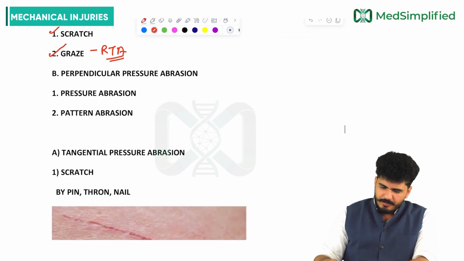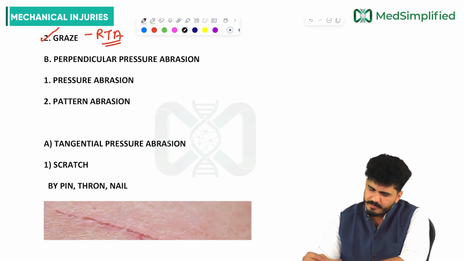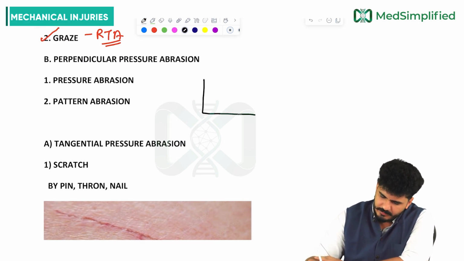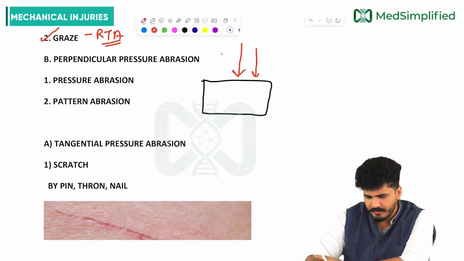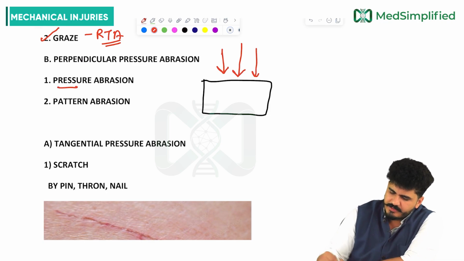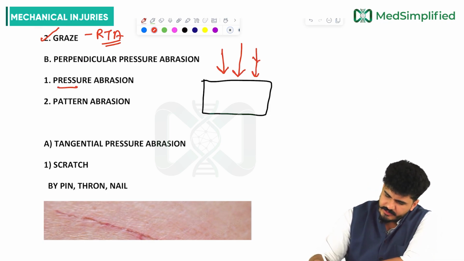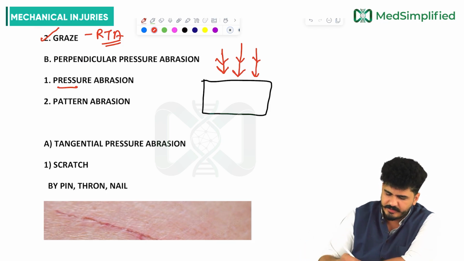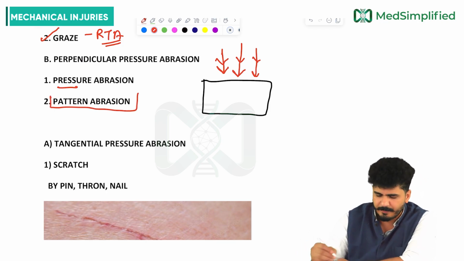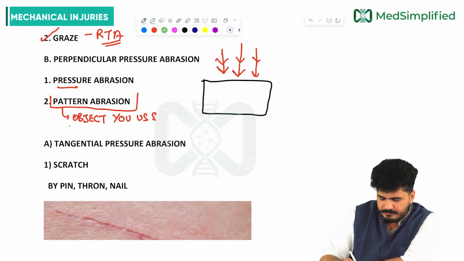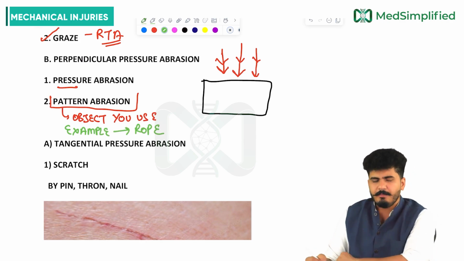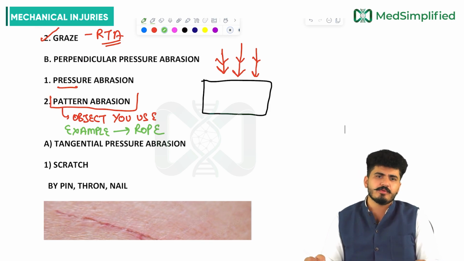Second is perpendicular pressure abrasion. If I draw again the table right here, the perpendicular force would be like this, my dear friend. If this is the case, then there will be pressure. You can see the direction of the force. Because of the pressure, there will be a pattern of the object which you are using. Example, we use a rope, my dear friend.